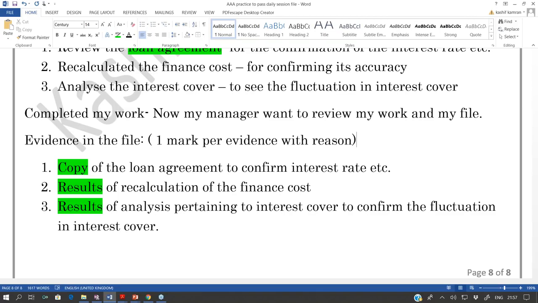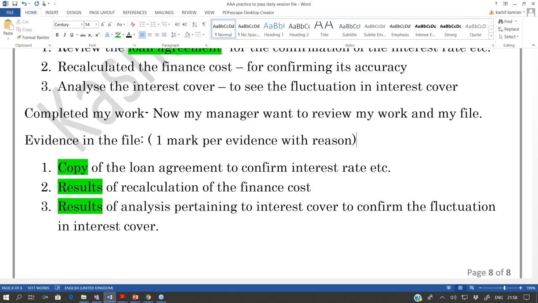And for every matter you write, MTR. For M, you will get 1.5 marks. For T, you will get 1.5 marks. And for R, you will get 1.5 marks. So you will get 4.5 marks in total. So MTR, 1.5, 1.5, 1.5, and you get 4.5. Then you write the evidences, 1 mark, 1 mark, 1 mark.